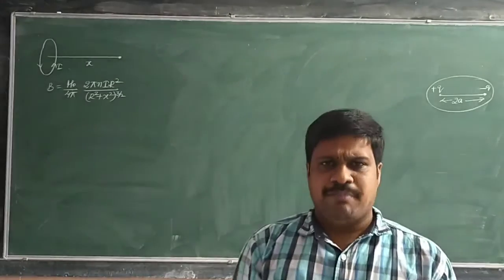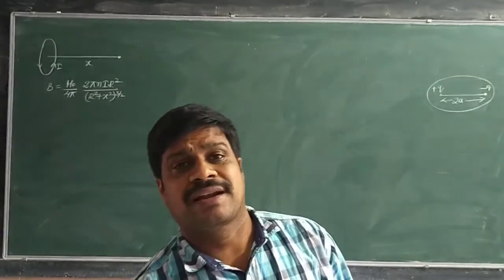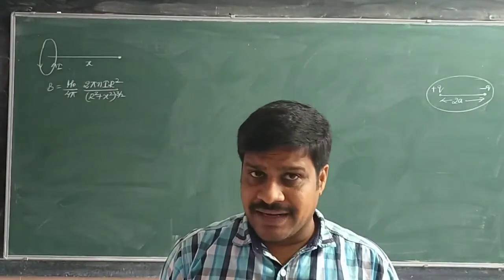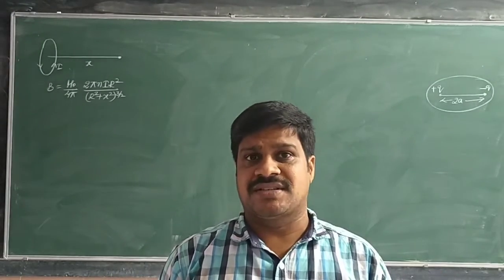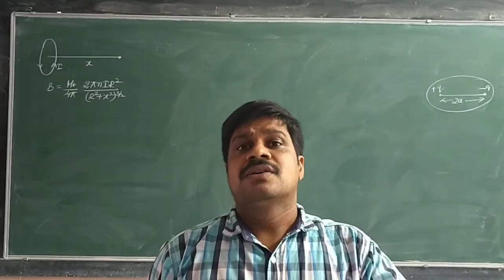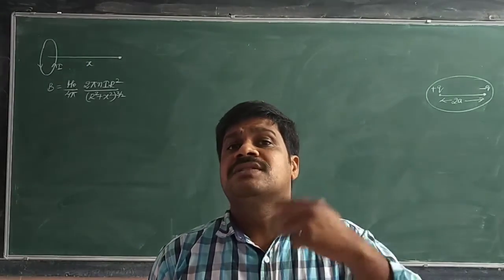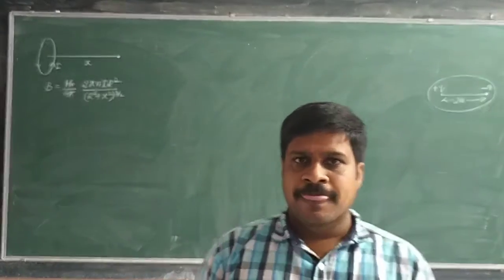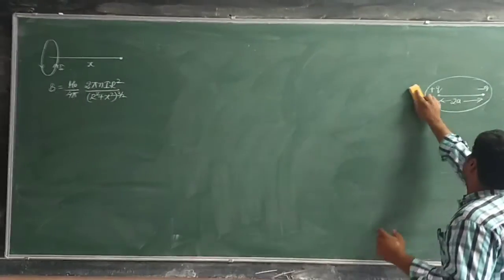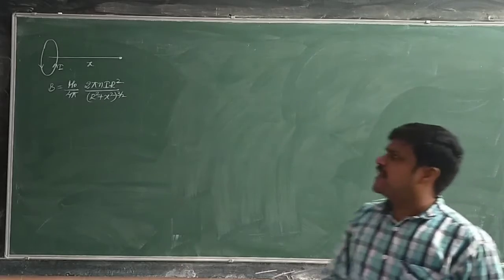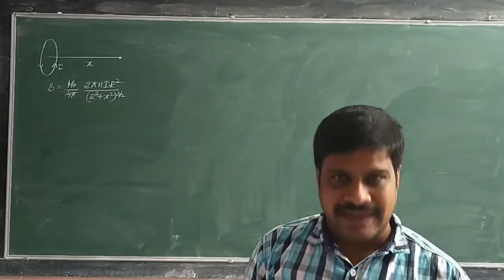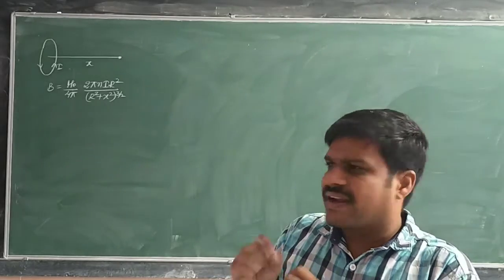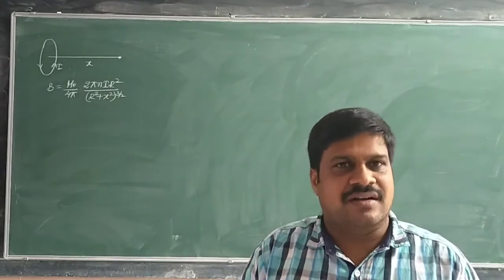In a similar way, magnetic dipole also. But in an electric dipole, positive and negative charges are there. In a magnetic dipole, south and north poles will be there, south pole and north pole. That means this current carrying coil must behave like a magnetic dipole. Is it correct or wrong?